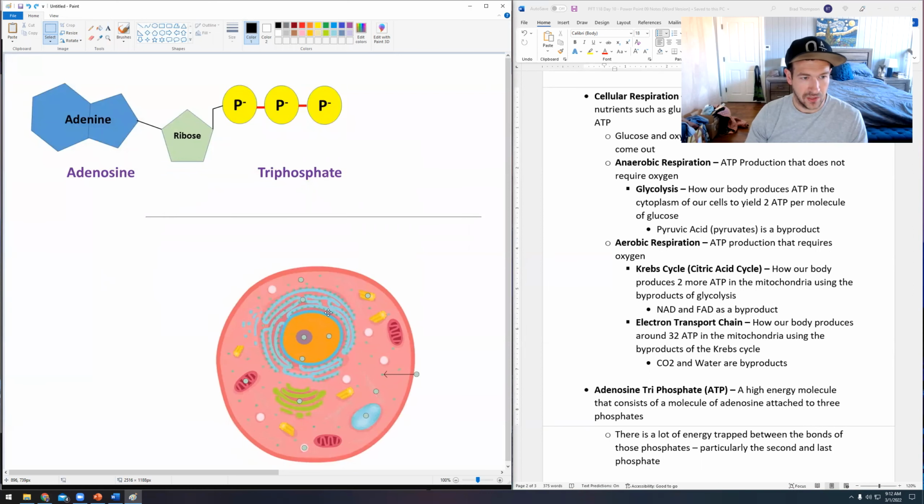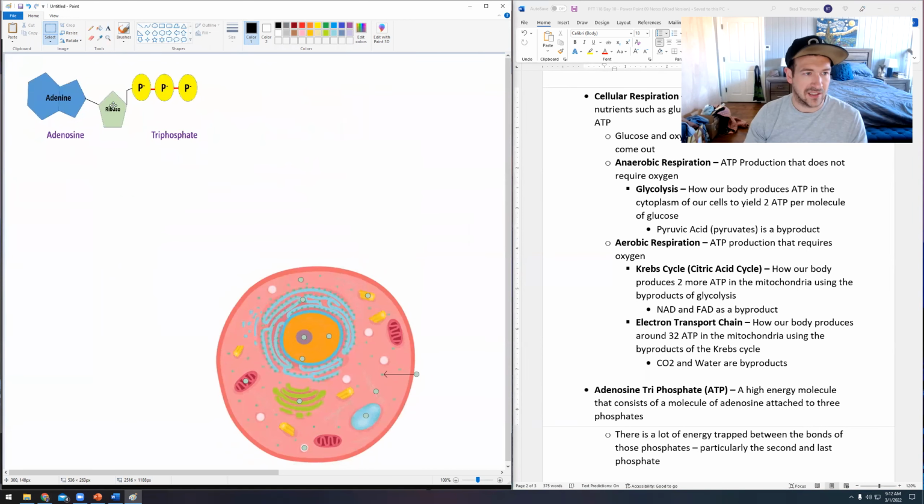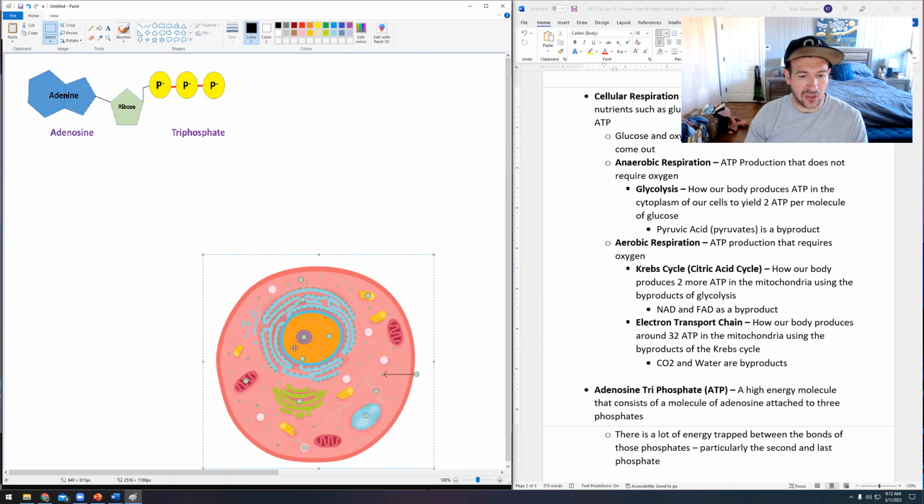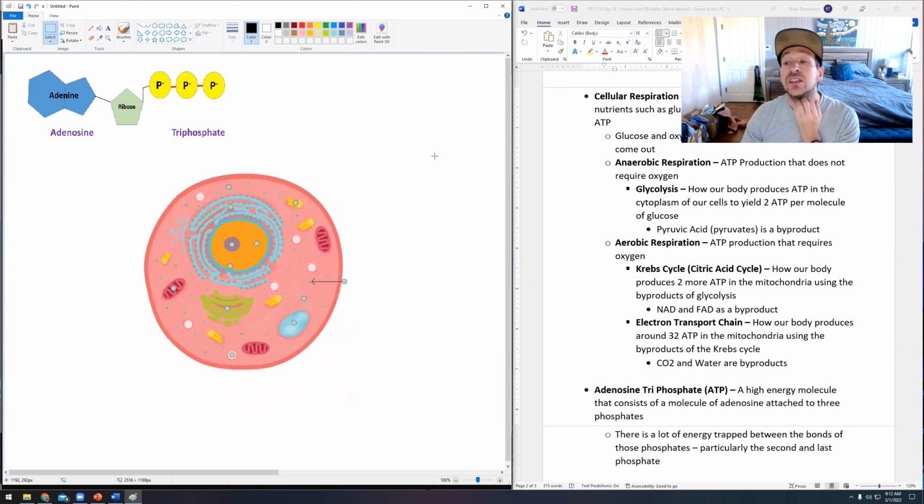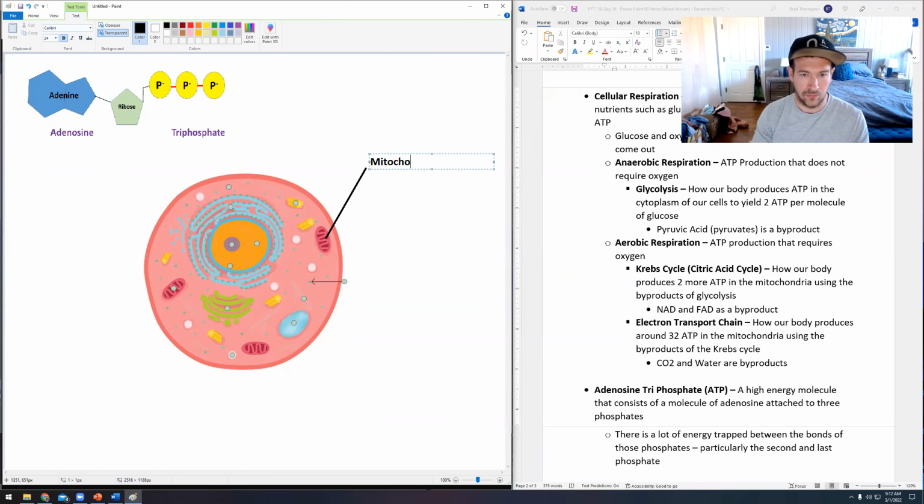Move that down here. And okay, so here's the molecule that we're creating, right? We're creating a whole bunch of ATP. We'll come back to this in just a moment. Let's put this over here. But here's our classic animal cell, right? So I'm going to label a couple of these things here real quick. So this right here, that's our mitochondria, right? Classic biology. It's the powerhouse of the cell.